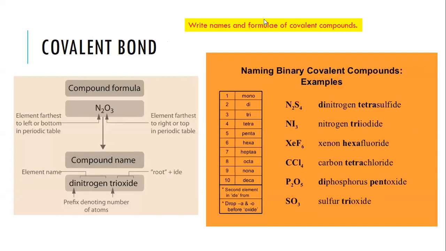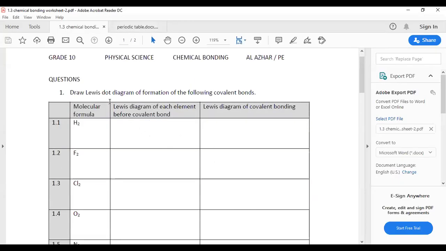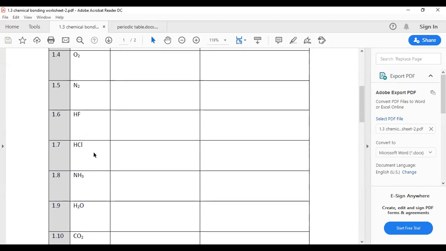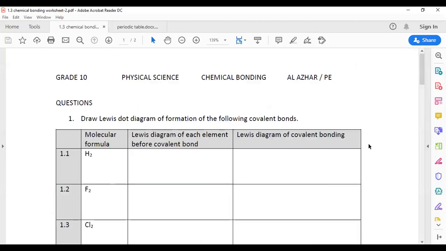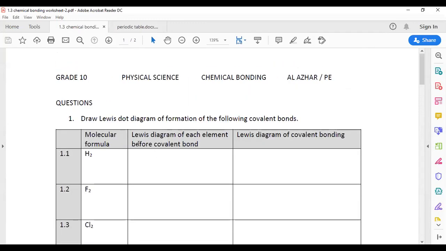So what I want you to do until next class is, I share the worksheet with you. I want you to draw, first of all, the Lewis dot diagram of each element before the covalent bond, as I did just now, and the Lewis diagram of the covalent bonding on the right hand side for hydrogen, fluorine, chlorine, oxygen, nitrogen, and all other different covalent molecules. Try to do this. You can get some help from the internet. If you just write Lewis diagram for H2, you can find examples and try to understand until next class. And then in the next class, we can solve and do more examples.